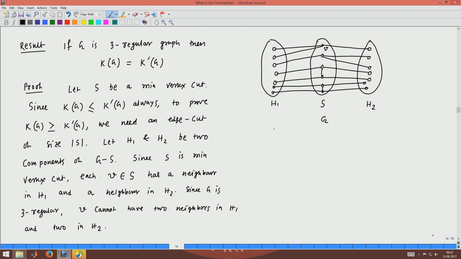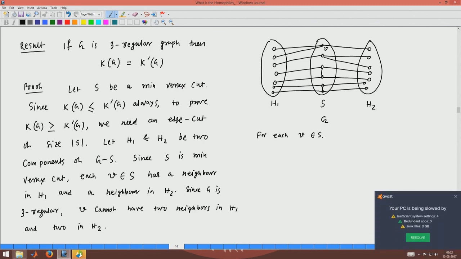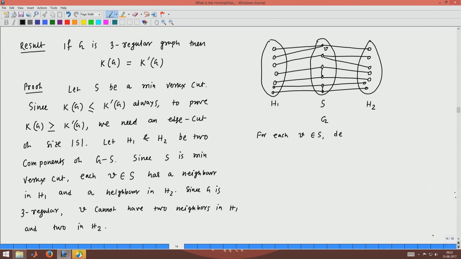Okay. Now, we want to construct an edge cut of cardinality S, that is what our aim is. Now, for each V belonging to S, delete the edge from V to a member of H1 or H2, where V has only one edge.